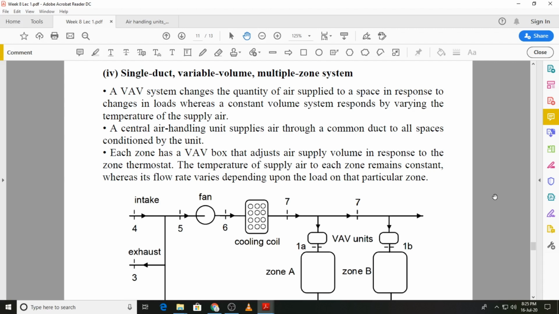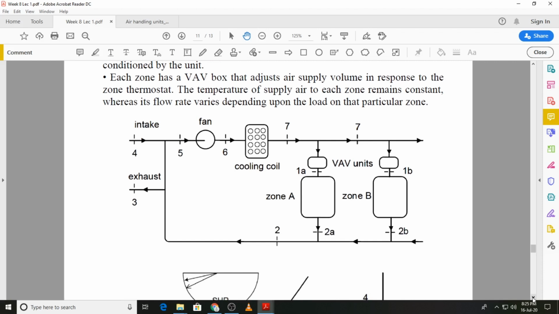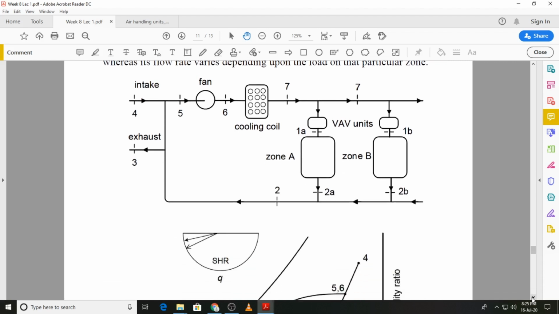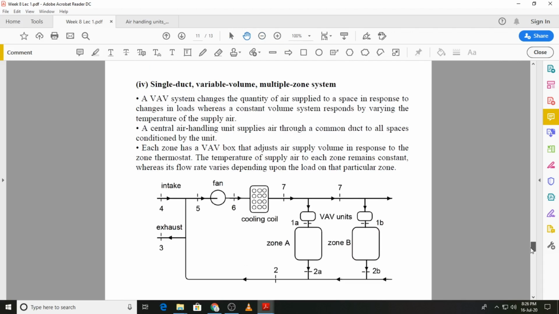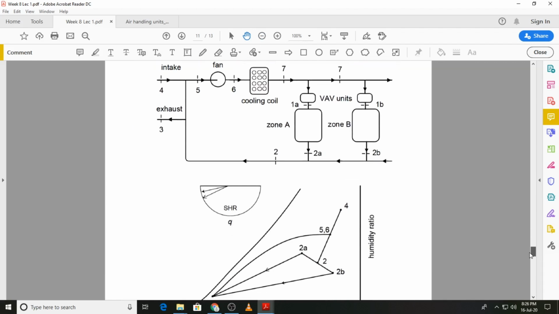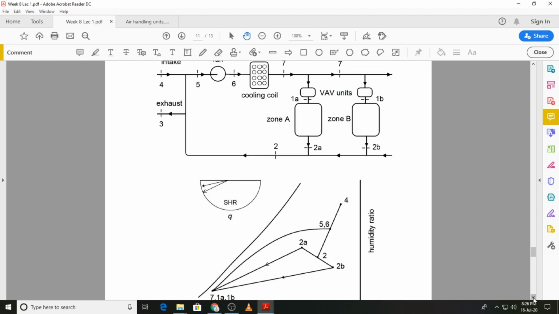And to ensure that the volume flow rate to the zone can be varied, we need a unit that is known as a VAV unit, or a variable air volume unit, or a VAV box, which will allow us to vary the volume flow rate to the zone. And yet again, we have the schematic diagram over here, and at the same time I will try to show you the cooling cycle drawn on the psychrometric diagram. You can see after the cooling coil we have state 7, and the air goes at state 7 into both the zones.